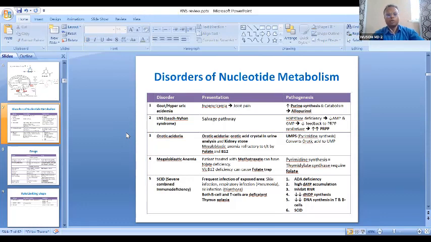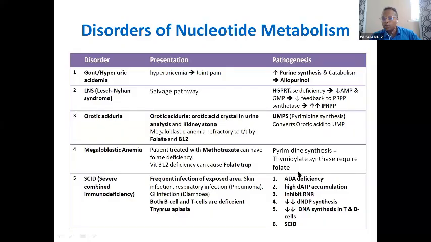So you can include both together. Hyperuricemia, so uric acid is high. Why is uric acid high? Uric acid is a catabolite product of... You need to know that. You need to have that information. Yes, it is a catabolite product of purine.